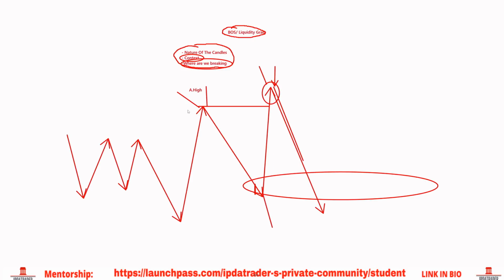Now, same idea applies if you have some sort of resistance, right? Let's say the price action, let's remove some of the stuff over here.